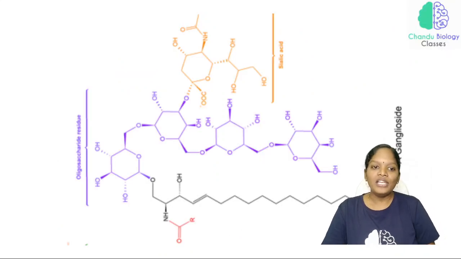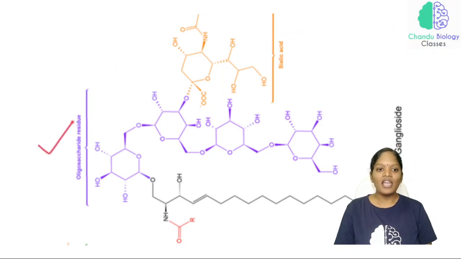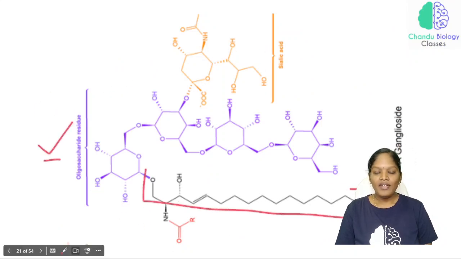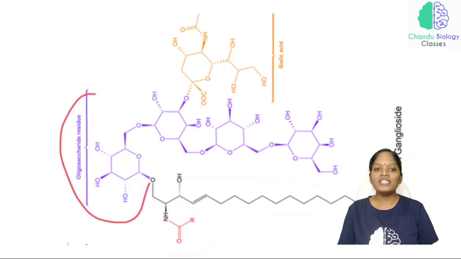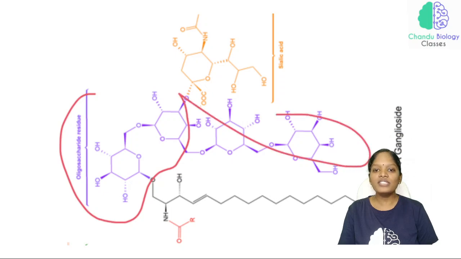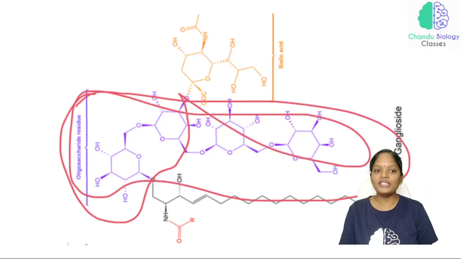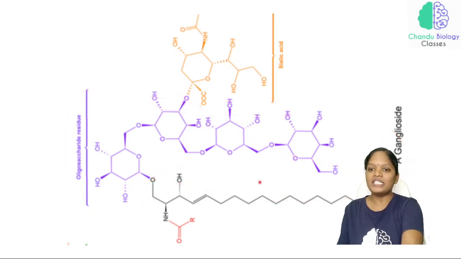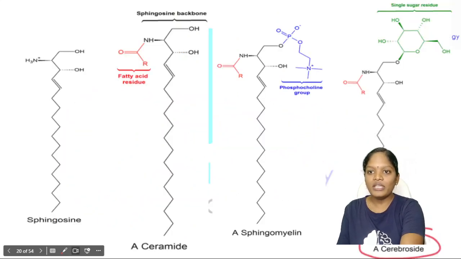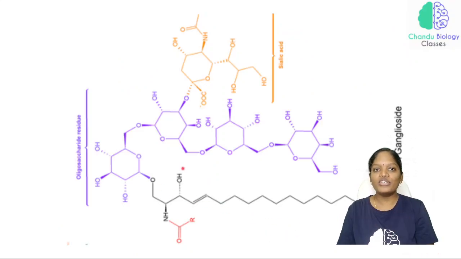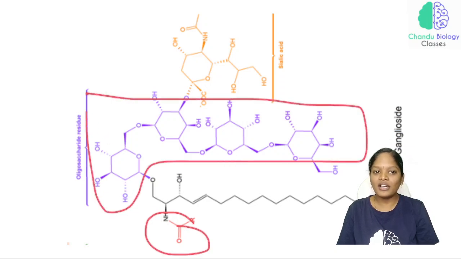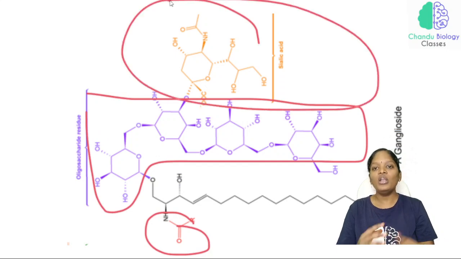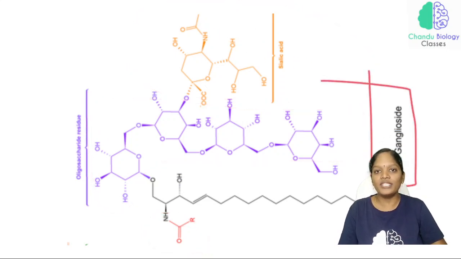Now this is a ganglioside. In the ganglioside, there is a sphingosine, and here we have a fatty acid residue, and it is not a single sugar residue, it is an oligosaccharide residue. So this is a cerebroside, and just a modification of a cerebroside: a sphingosine backbone and a fatty acid residue here, and an oligosaccharide residue plus sialic acid. Altogether we are calling them a ganglioside.